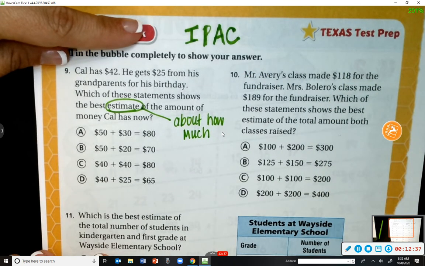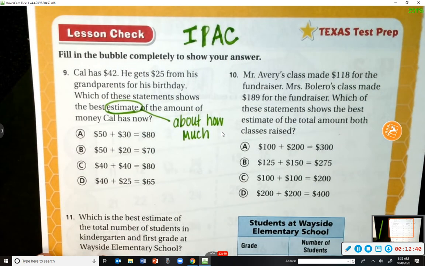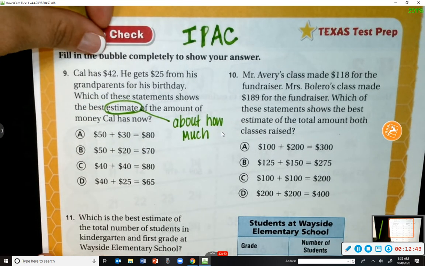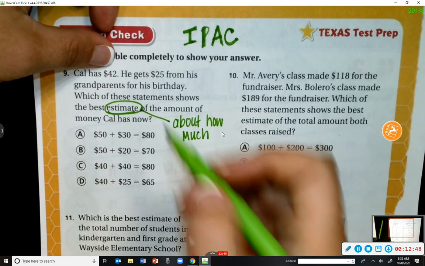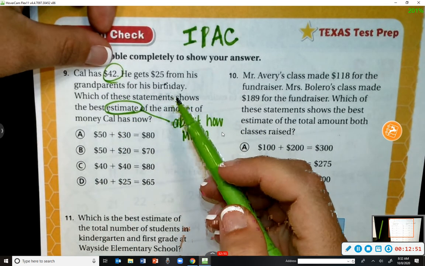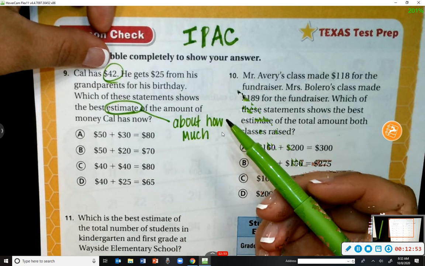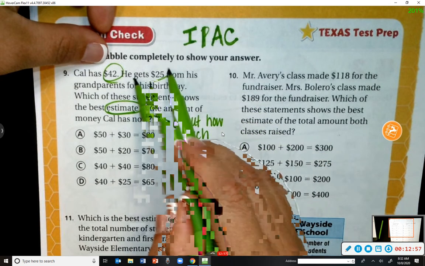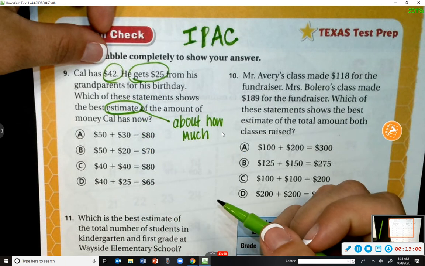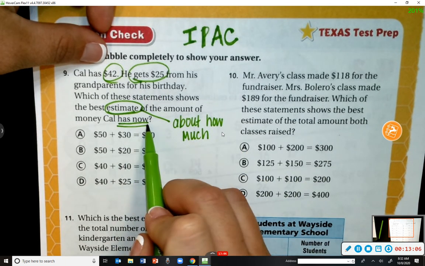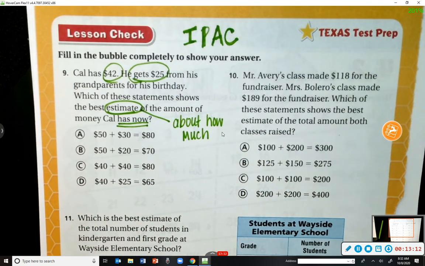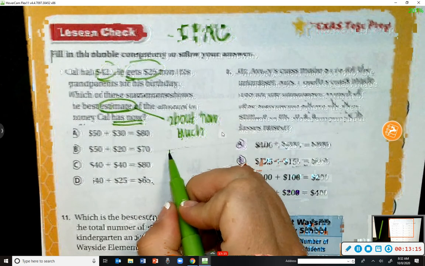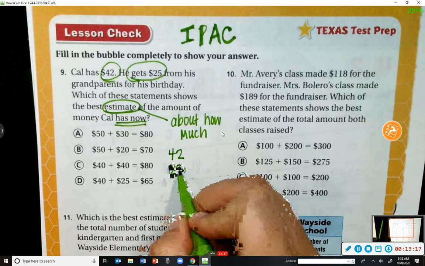Okay, so some other important things were how much money, right? Cal has 42. Did we need to know that? Yes. He gets 25 from his grandparents. Do we need to know that? Yes. If he gets $25 more, that means we're going to combine those two, right? They want to know how much money he has now. Okay, so we need to take our two amounts, 42 and 25, and round them.